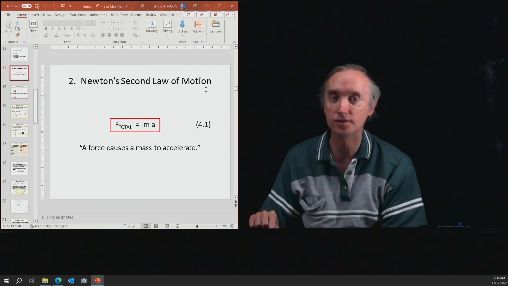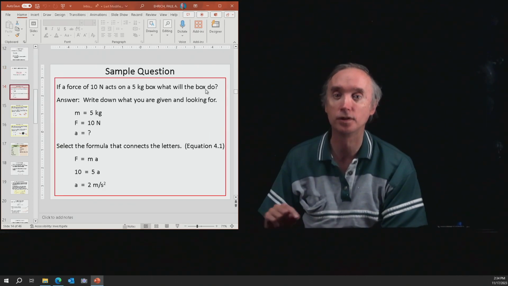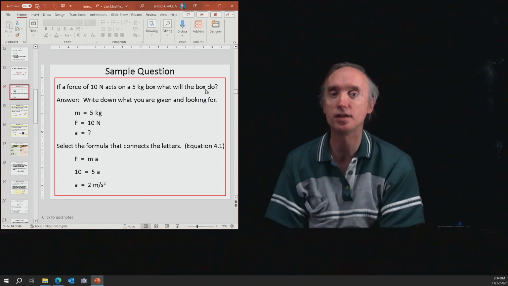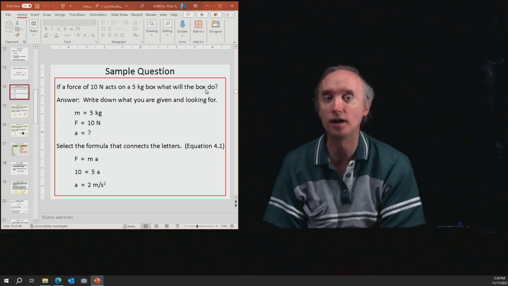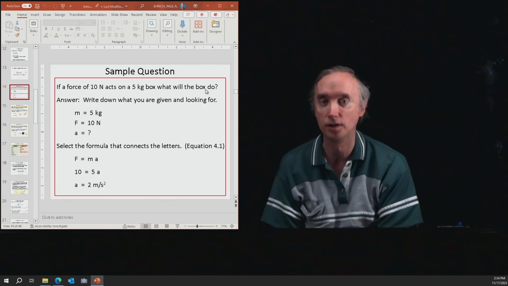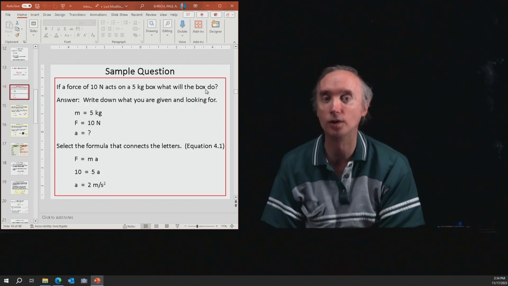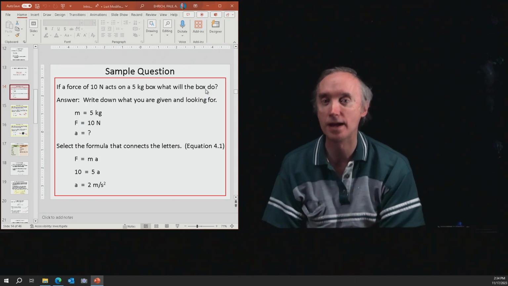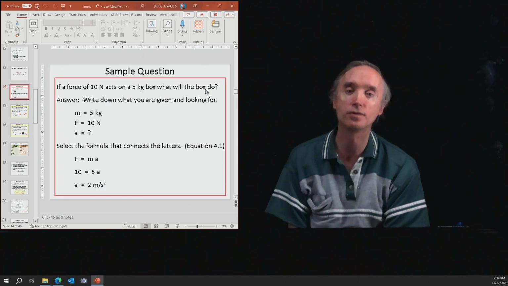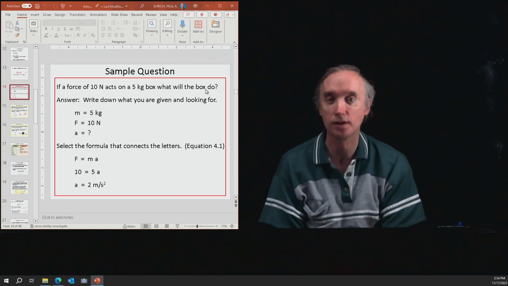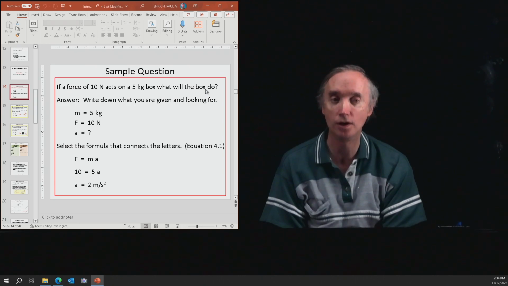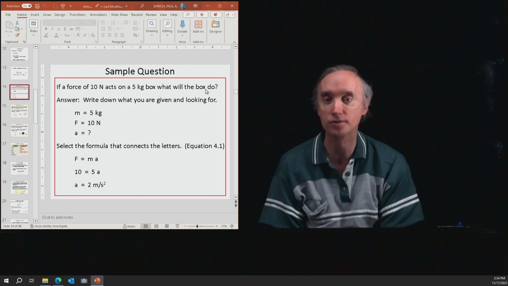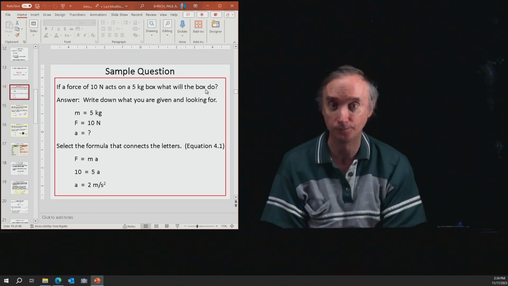So here are some sample questions. If a force of 10 newtons acts on a 5 kilogram box, what is the box going to do? First we're going to write down what you're given and what you're looking for. We know that the mass is 5 kilograms. We know that the force is 10 newtons. And then we want to calculate the acceleration because we know forces cause masses to accelerate.